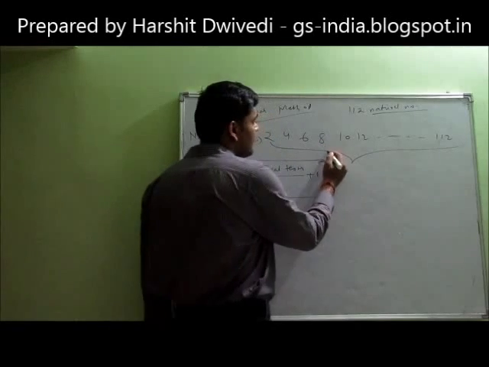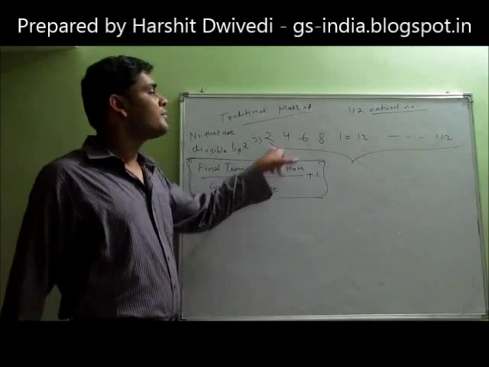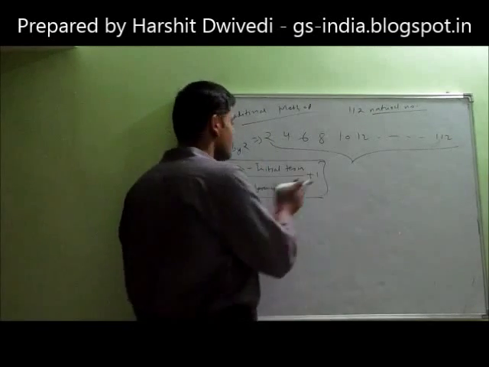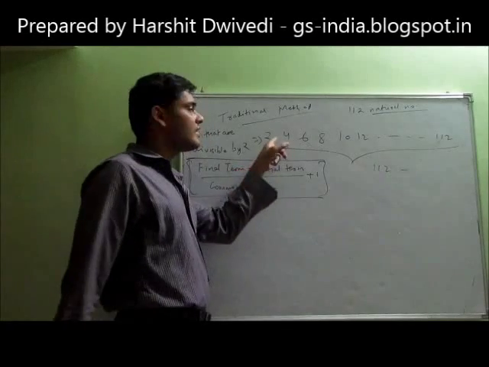This is given. So applying this formula, if I have to find out how many terms are there in this series, what will I do? What is the final term? 112. I am writing here 112. Minus, what is the initial term? 2.